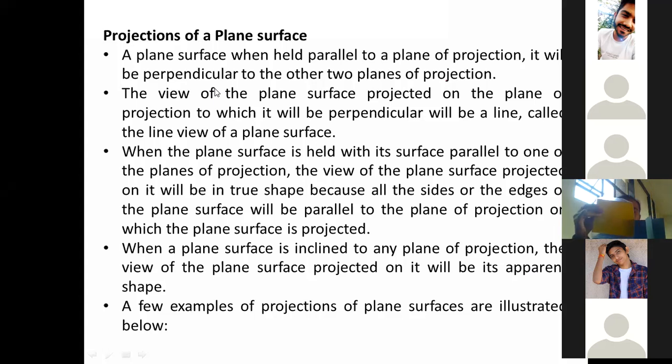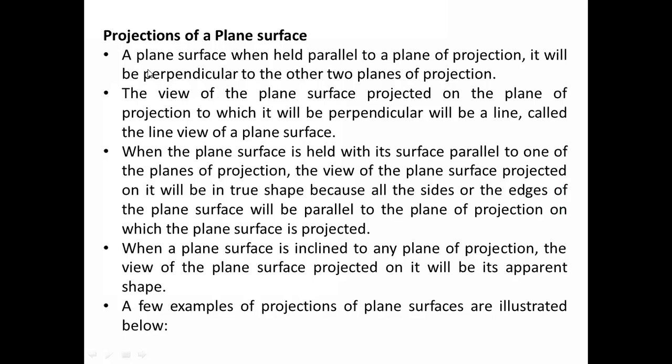See, what is the orientation with respect to the other planes? Isn't it automatically perpendicular to this plane? Yes, perpendicular. As well as if you see from the top, it will be perpendicular to this horizontal plane also. That is what is written in the first line: a plane surface, when held parallel to a plane of projection, will be perpendicular to the remaining two planes.